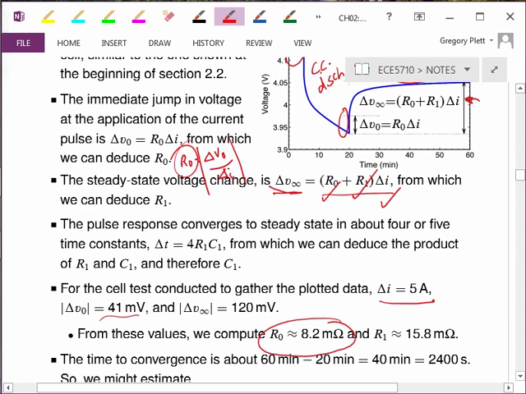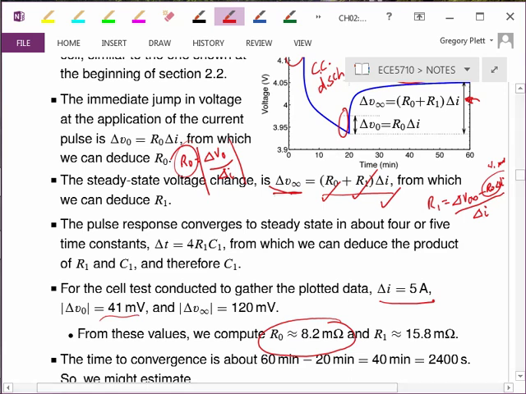R1 then, thinking about this, so R1 equals delta V infinity minus R0 delta I, over delta I. R0 delta I we just said was 41 millivolts. So 120 minus 41 is about 80 millivolts divided by my 5 apparently gives me my 15.8, almost 16 milliohms for R1.